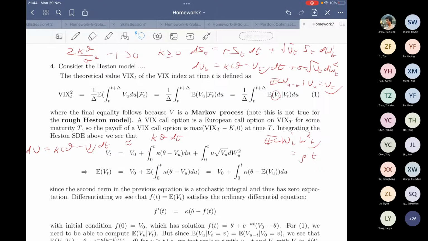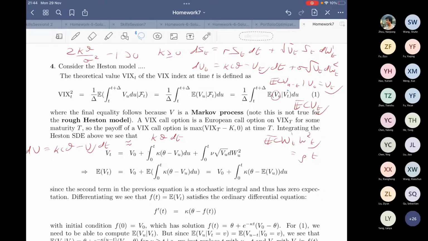Because this SDE doesn't have any time dependence in the coefficients, what matters is the time difference between T and U. So this expectation is the same as the expectation of V at the time U minus T, which is positive, given that V0 is equal to VT. So all you have to do is calculate a formula for essentially just E of VT at time 0, because you can easily perform this translation to get an expectation of this form with a VU there and a VT there. So how do we do that?